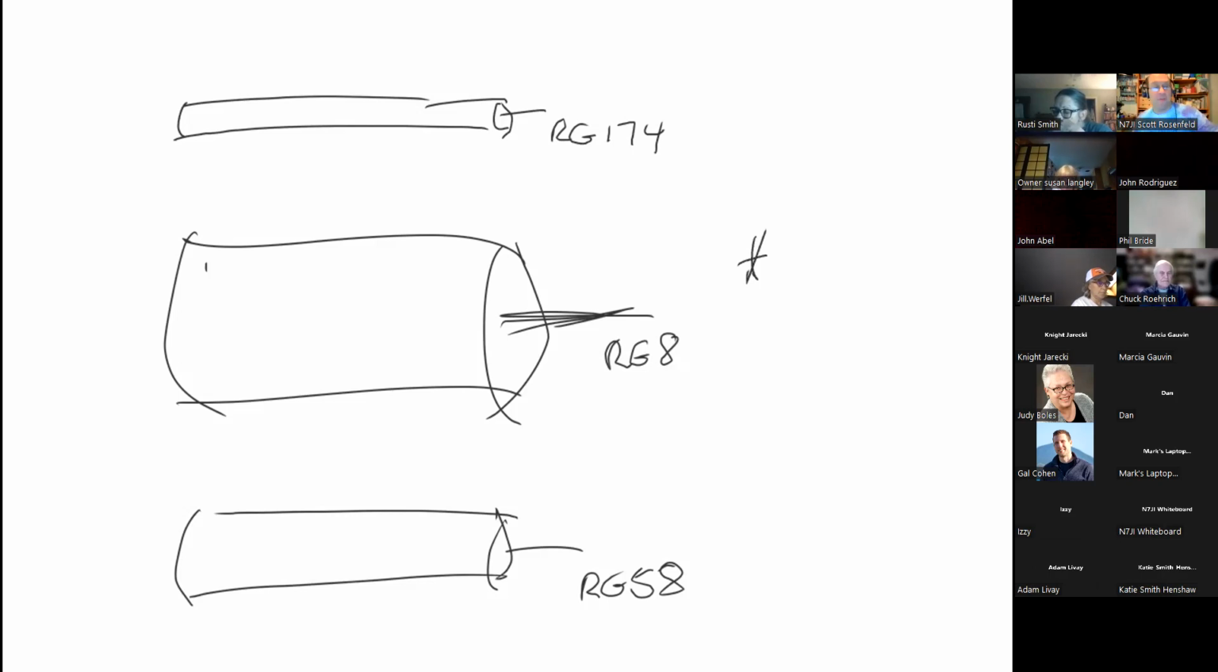If you're using something with a really high frequency, then RG8 might not even be good enough, and you might need something even more expensive and bigger. For high frequency, I typically use RG58 because the losses are fairly minimal and it's easy to work with.